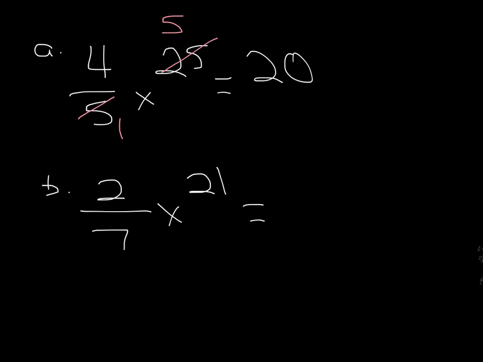Then for the bottom one, 7 and 21 have a common factor of 7. 7 divided by 7 is 1. 21 divided by 7 is 3. And I just do 2 times 3, which is 6. And those are the answers. I hope you got them. I hope you got them trying the cross simplification.